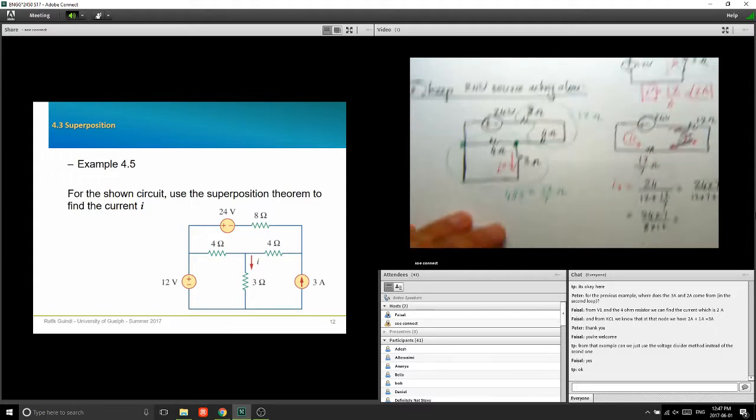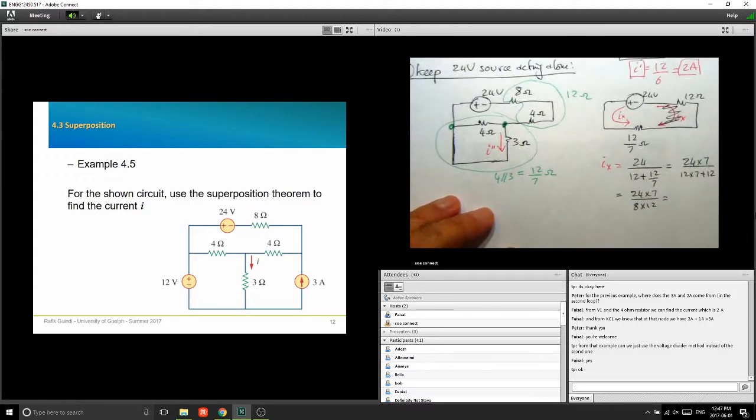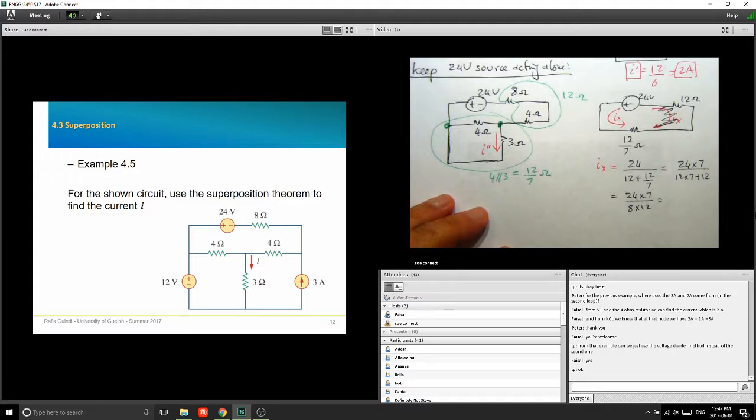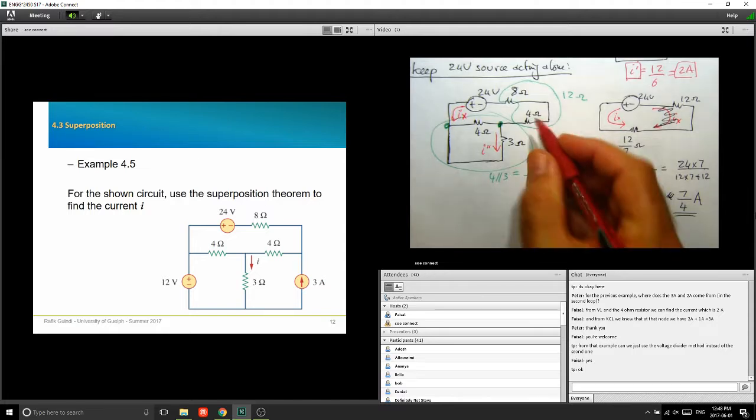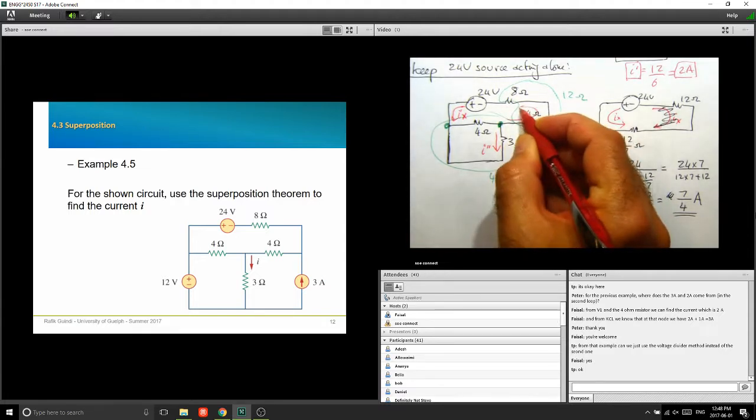Sorry? Oh yeah, sorry. Okay, just doing some math here. So I have 2, 2 and 8, 4. So that's 7 over 4 amps. Okay, that's this current Ix here. Ix, I'm going to bring it back to here. This is Ix. Okay, or this one.